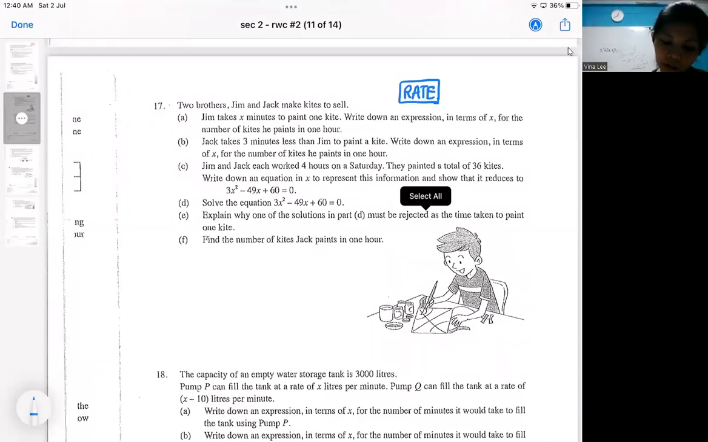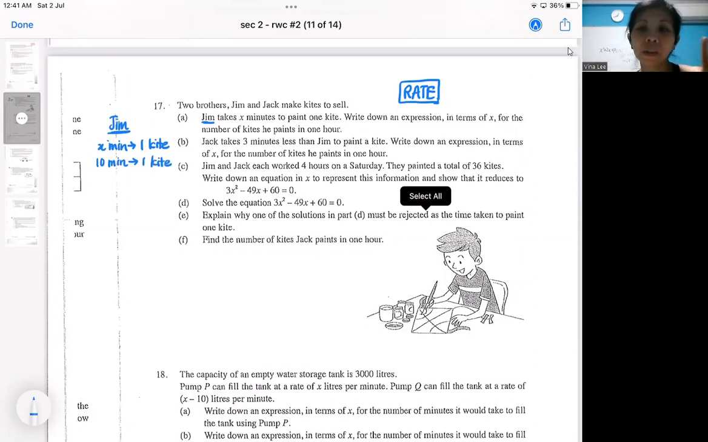For example, in this question, you might want to have some information column first. In this question, we've got two brothers. Jim is going to take X minutes for a cut. If you find it very difficult to process this, you can use a generic number. Think about like 10 minutes. You can think with any number, it can be 10 minutes, it can be 5 minutes.